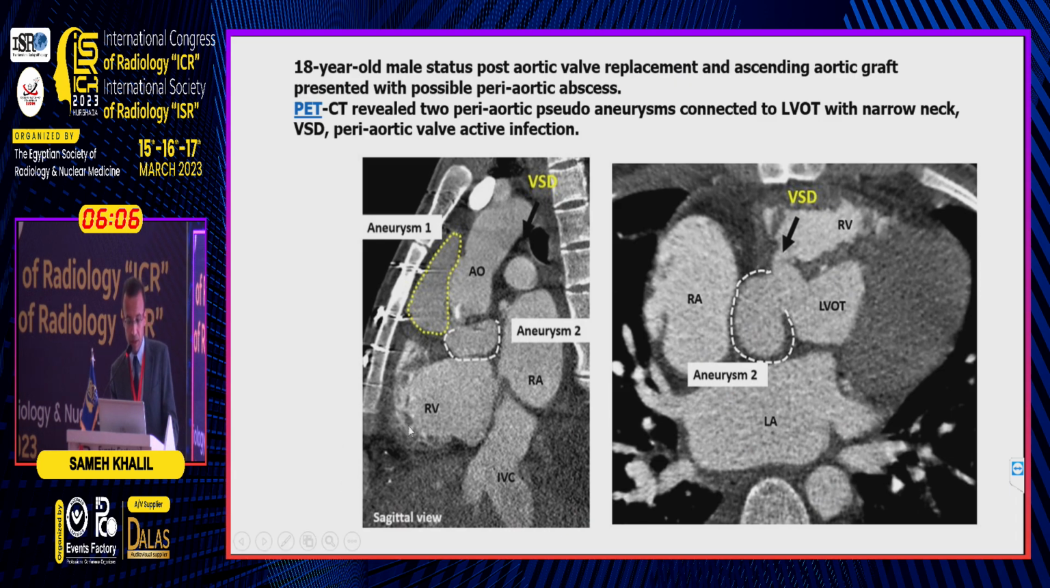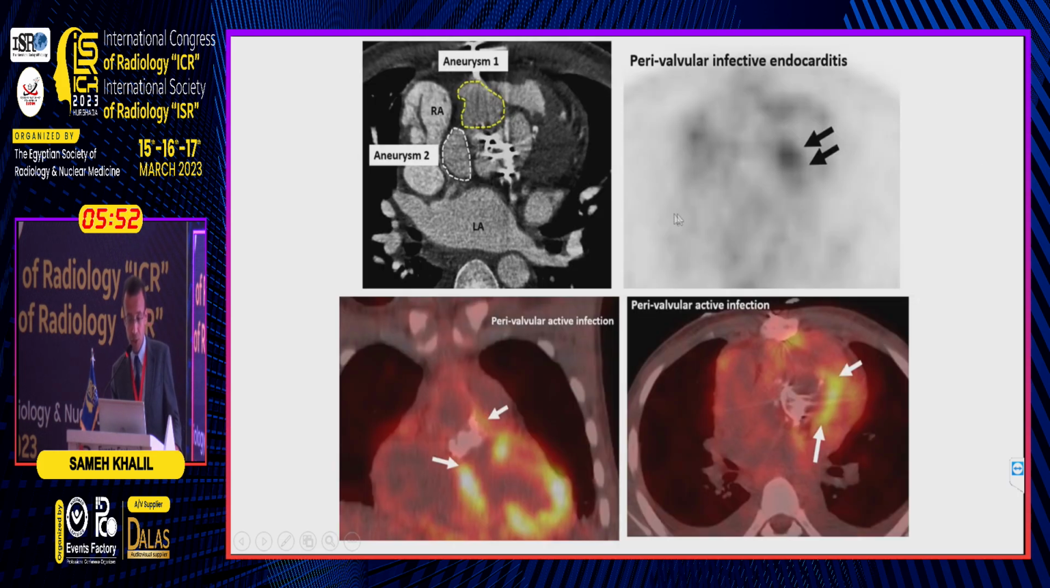One of our patients, status post Ross procedure. In this patient, we have two aortic aneurysms and an iatrogenic VSD. After injection of FDG, we have perianeurysmal and perivalvular infection, active infective endocarditis.